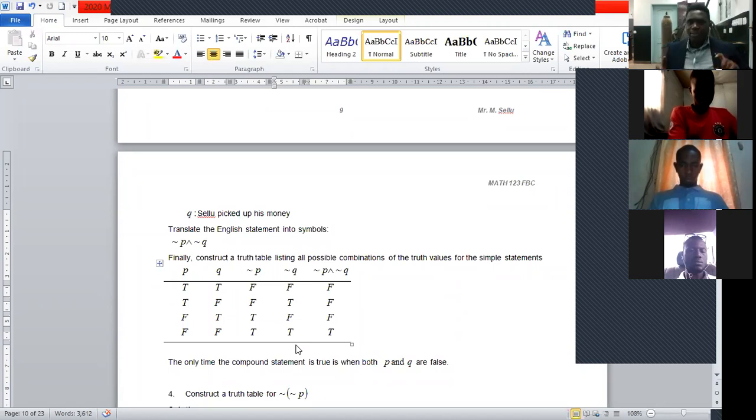Don't forget, when you have a compound statement, P and Q, what are the possibilities of that compound statement? What will be the possibility? If I have a compound statement P and Q, both of them could be true. One is true, the other is false. The first one is false, the second is true, and both of them are false. That is how I can compose a compound statement and get possibilities for P and Q, because it's only P and Q.